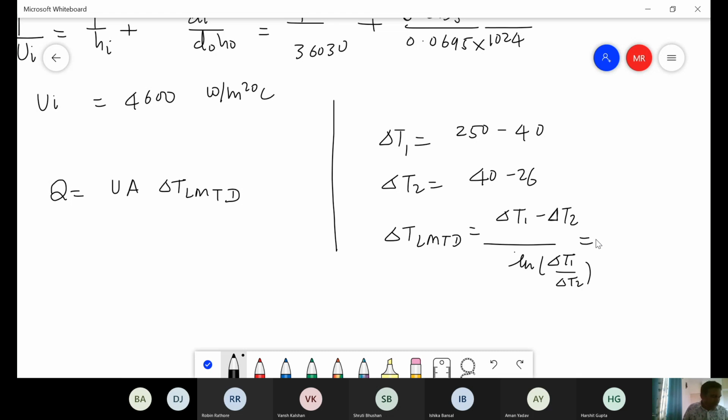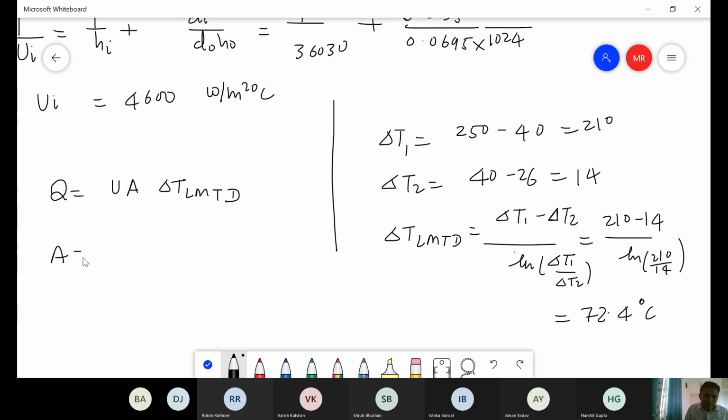Okay, so that comes out to be delta T LMTD. This is 210. This is going to be 14. So this becomes 210 minus 14 divided by ln 210 by 14. So this comes around 72.4 degrees Celsius. That's it. So area here is calculated as Q divided by U delta T LMTD. U you have already calculated. So this is A I, isn't it? Because this is U I. So Q we already know.